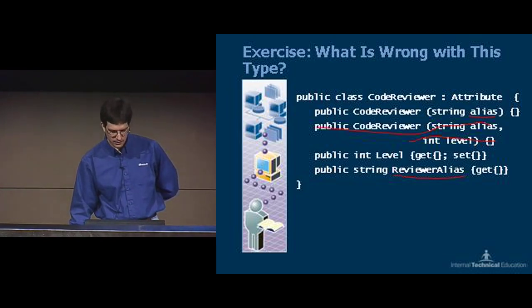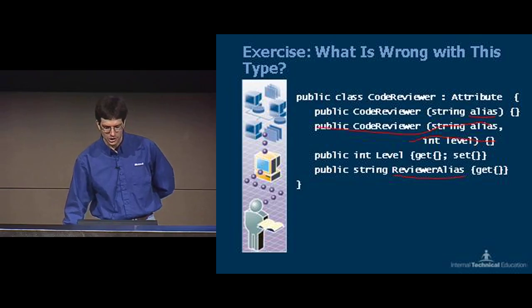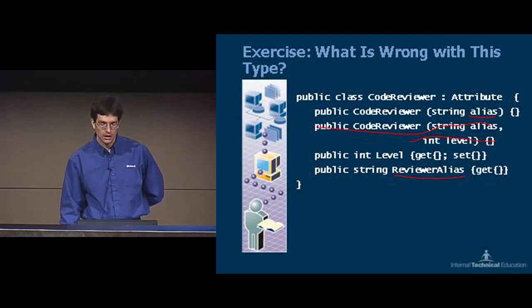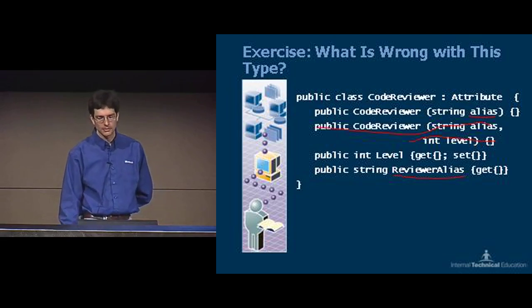Okay. So what I might do in this case is, the level may not be important to me all the time. So I would whack the second constructor. So he's saying he'd whack the second constructor and just have the property for the level. I think that's the simplest fix. The string alias is required, he's always needed, so I have the constructor for it, and then the property for that. And level is optional, so I have a get set property for it.